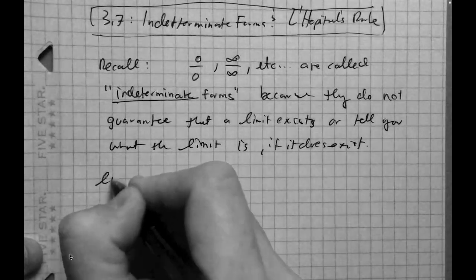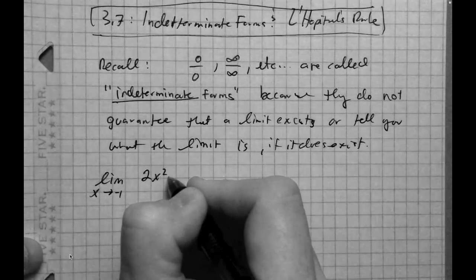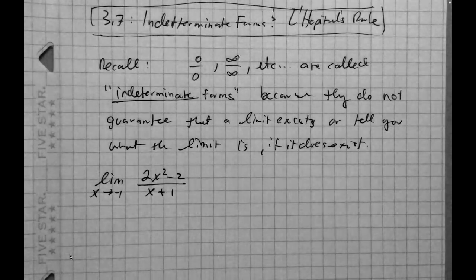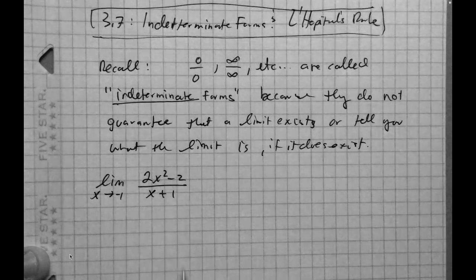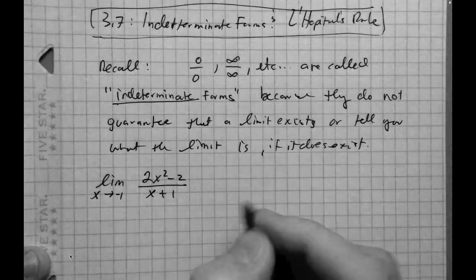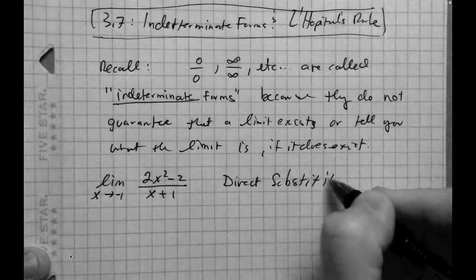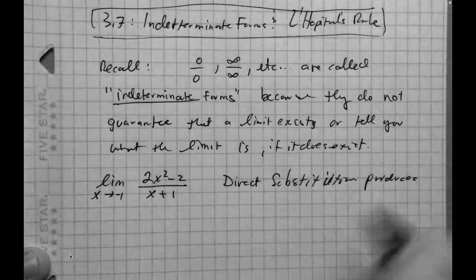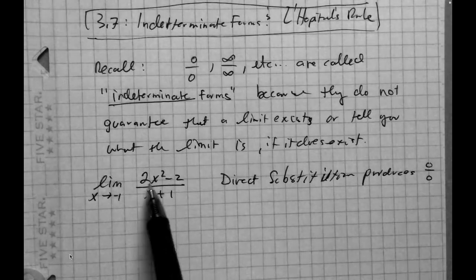So consider this limit. Limit as x approaches -1 of the function 2x squared minus 2 over x plus 1. Okay. So if we were to use direct substitution on this, these are both polynomials, so you might imagine, hey, I can just plug in a -1. Well, if you try that, direct substitution produces the indeterminate form of 0 over 0. Right? Because you would get 0 on the bottom and you get 0 up top.